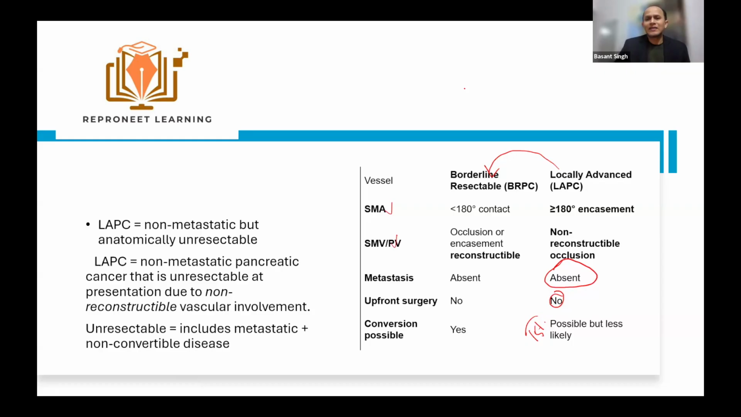And there's a third category that is metastatic. If you have metastatic pancreatic cancer, it means the patient has liver metastasis, lung metastasis. These patients cannot be converted. So these patients go for palliative chemotherapy. Here you can give NACT. If your intent is for conversion, you can give chemotherapy in this locally advanced pancreatic cancer. So this is the new concept that you should understand about pancreatic cancer. Because we all know about BRPC, but we should know also about LAPC as well.